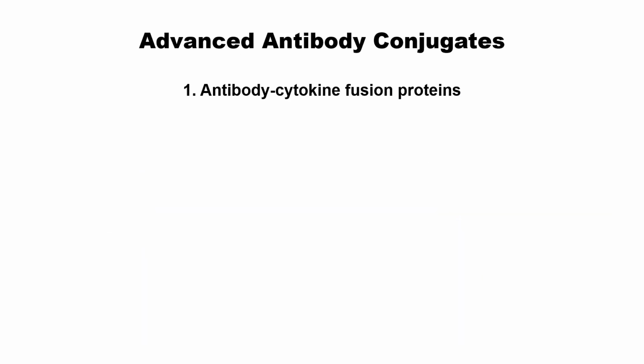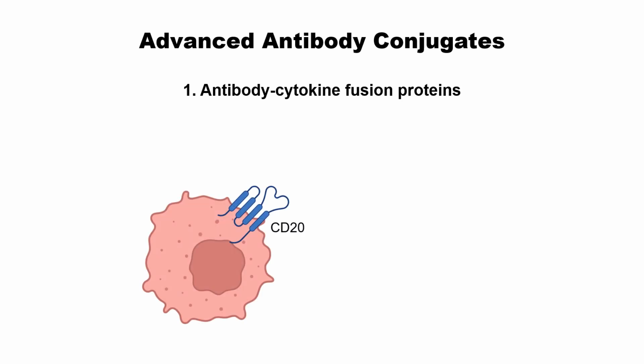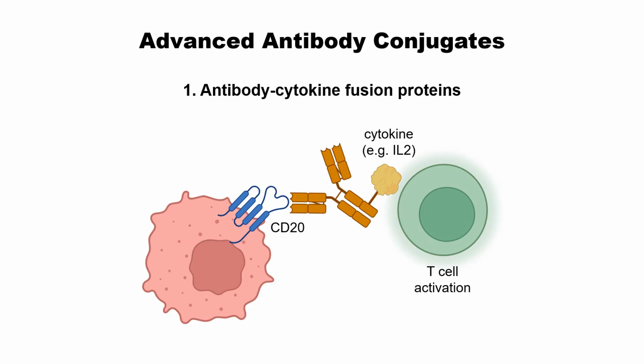Not only antibody drug conjugates, there are several advanced antibody conjugate strategies. One approach is not directly attaching a drug molecule. A cytokine can be attached to the antibody. Then the antibody can recognize the cancer cell, and this cytokine can activate nearby T cells, and these activated T cells can indirectly attack the cancer cells.